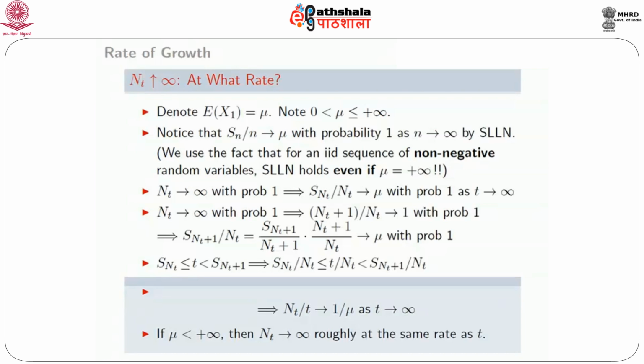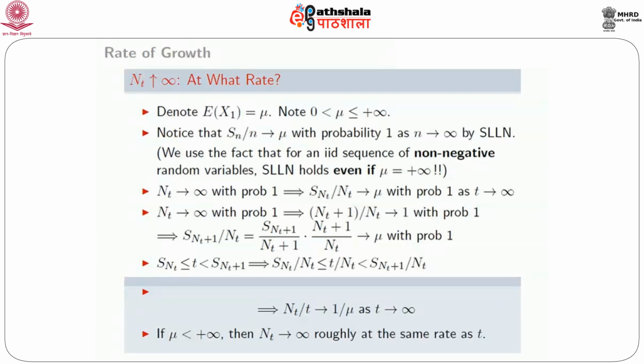Now what does all that lead to? Well, that's what we'll say next. We already know that S_Nt over Nt as well as S_(Nt plus 1) over Nt, they both go to mu. So that would mean that t over Nt goes to mu. Mu could be infinite, mu could be finite, but t over Nt goes to mu with probability 1 as t goes to infinity. And in either case, whether mu is finite or infinite, you can always go to the reciprocal and therefore claim that Nt over t goes to 1 over mu as t goes to infinity. Here 1 over mu has to be interpreted as 0 if mu is infinite, and of course it's a positive quantity if mu is finite.